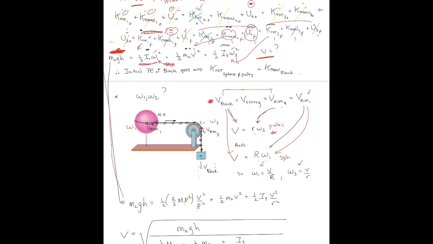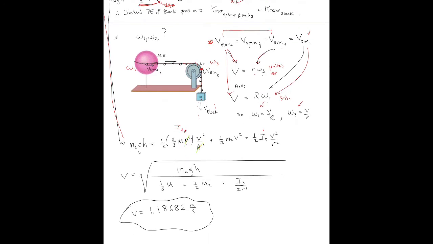I just rewrote this whole thing. I put in what I is. I1 is a shell, so look that one up in the book. It's 2/3 mr squared. And then for I3, they just give you the number. So I just did the algebra. The r's here cancel. Then solve for v, and I think they give you everything in the correct units. So that gives you the speed of the block.